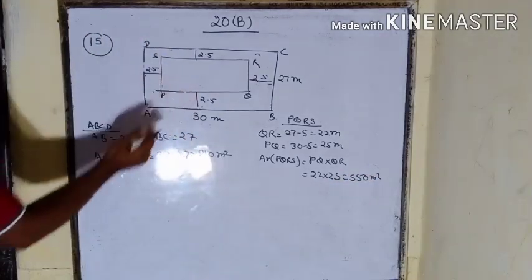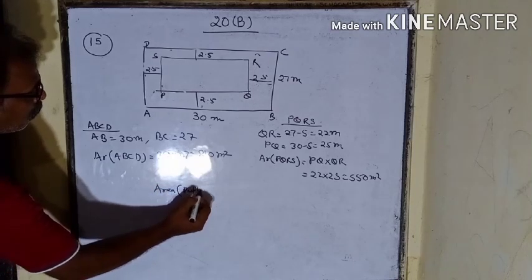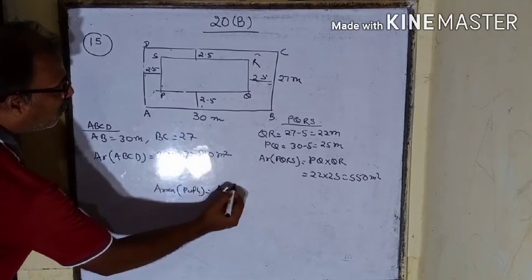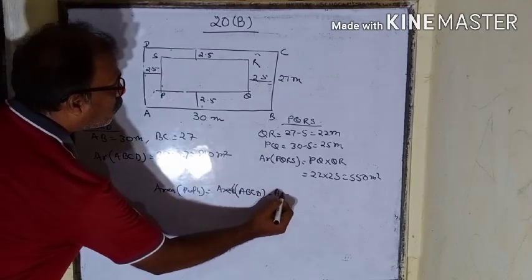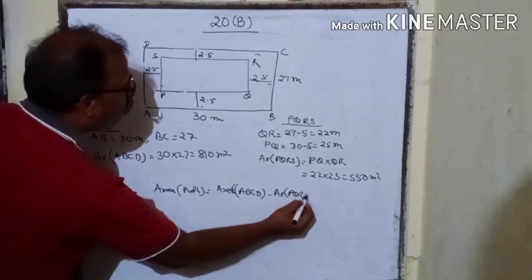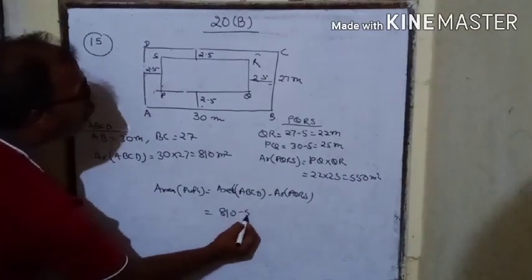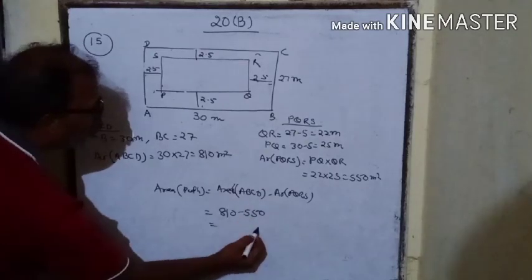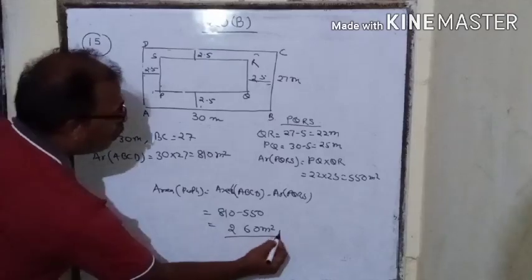Since we want the area of this path, the area of path will be the area of the big rectangle, area of ABCD, minus area of PQRS. So it will come out as 810 minus 550, that is equal to 260 meter square. This will be your answer.